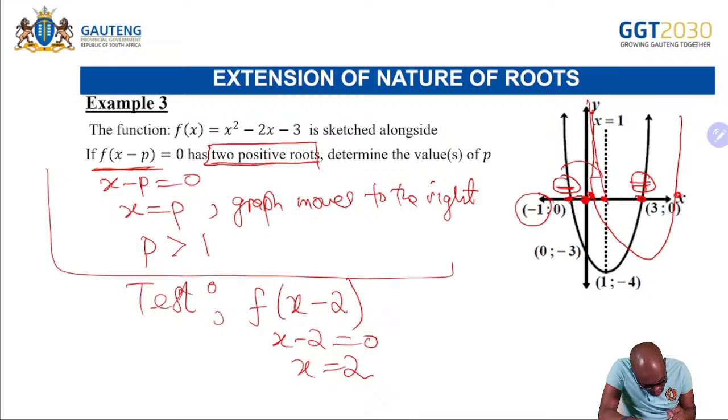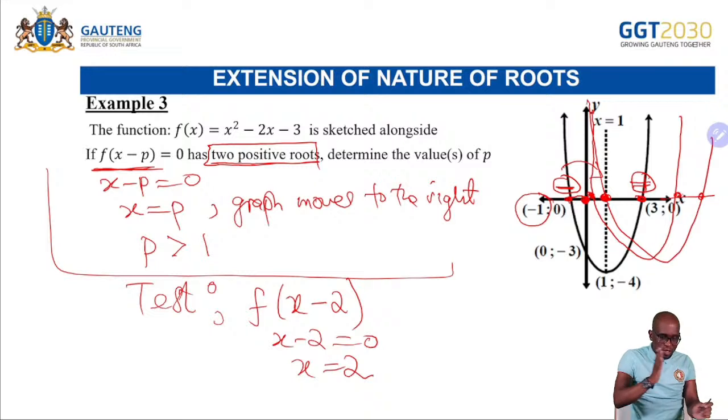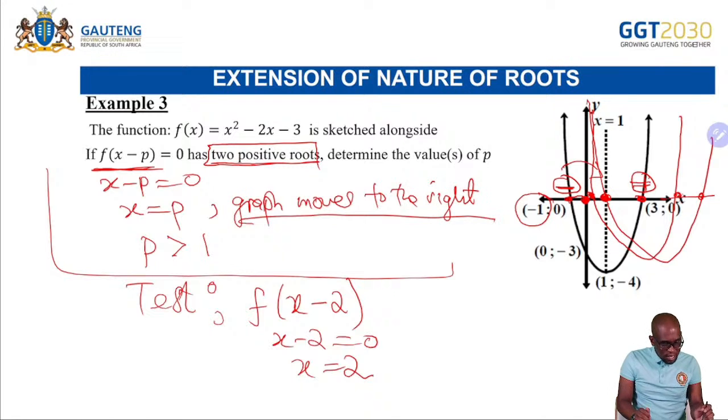It will be intersecting there, which means this would be the root and the other one would be the root. So you can see that you get two positive roots. So what basically the examiner wants from you, he's saying to you, move the graph horizontally to the right such that it has two positive roots.